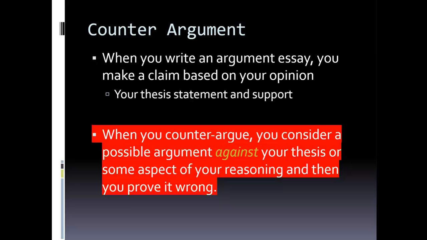When we get to the counter-argument paragraph, we have to consider if someone was going to argue against us. In other words, if someone had a thesis statement that was the opposite of ours, what might they say? And then what kind of aspect or reasoning could we use to prove them wrong? So when we are writing a counter-argument paragraph, we're going to ask ourselves, if someone was arguing against me, what would their argument be? And how can I prove either that A, my argument is stronger, or B, my argument is right and their argument is wrong?